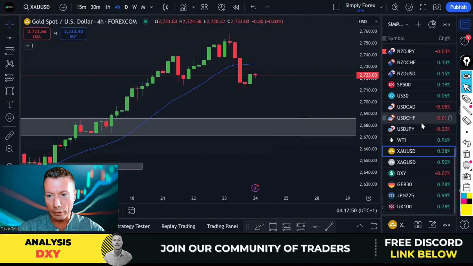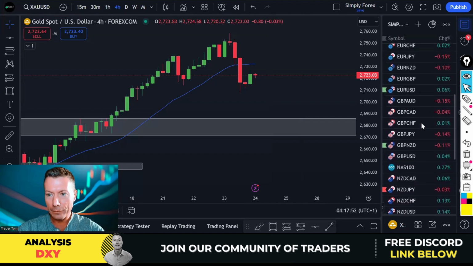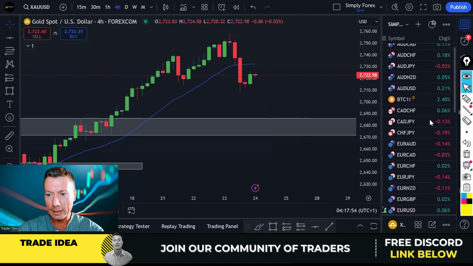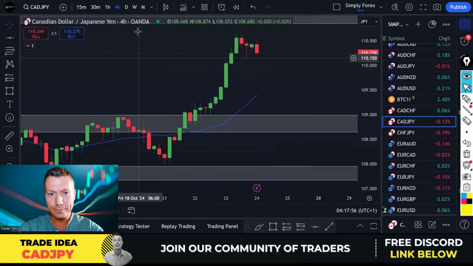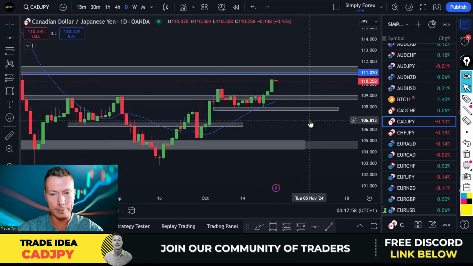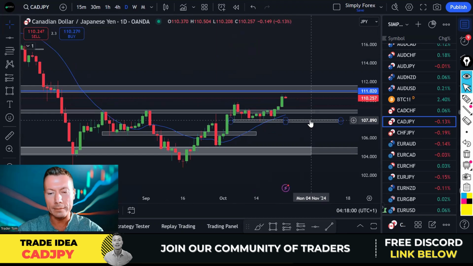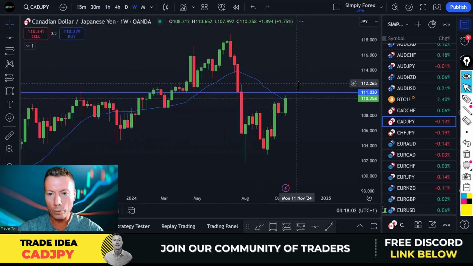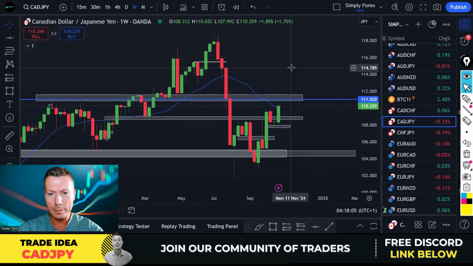So there are a couple of trades, guys, that we're looking at. The first one is Canadian dollar, Japanese yen. Yen has been super weak. And if we go to the weekly chart, I still think potentially we have a little bit of room back up to this 110.00 target, right? Because this is the piece of resistance in here. So we've still got a little bit more room on Canadian dollar, Japanese yen.